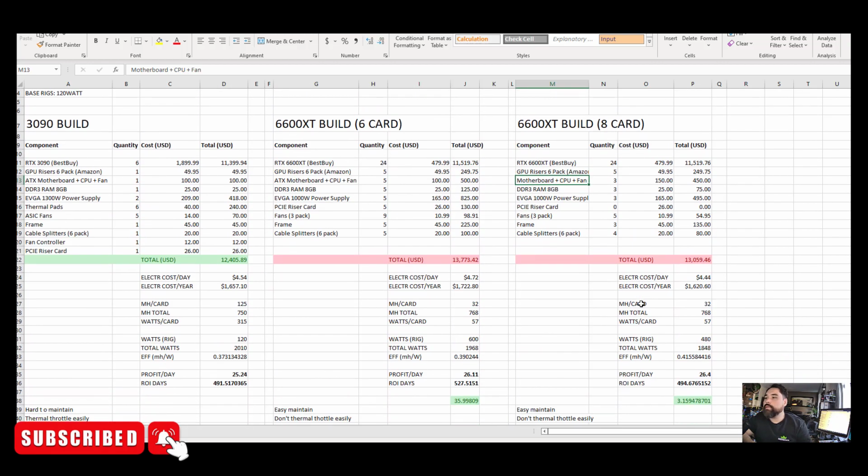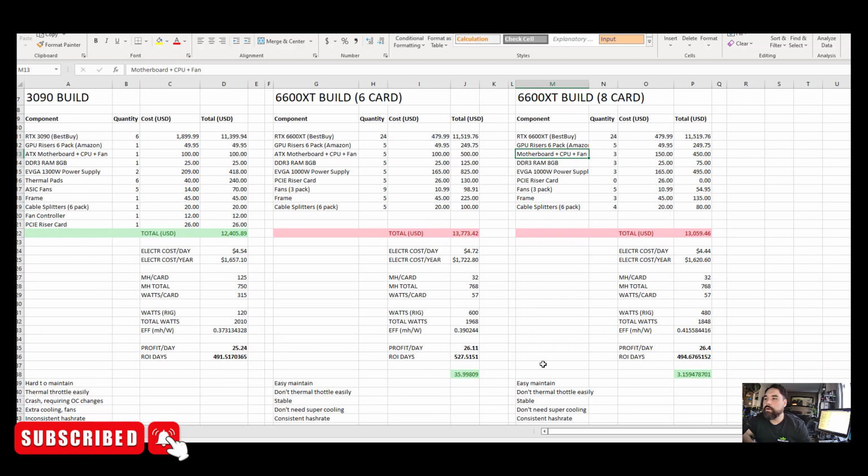So there you have it. Once you've met your ROI, essentially your profit per day is actually higher on both 6600 variations as well. In this case, over $1. In this case, looks like 75 cents, just under $1, 85, 86 cents for the 6600 six card rigs. So, this is the analysis, guys.